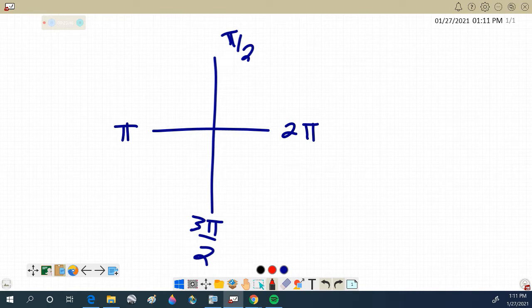So let's look at 8 pi over 5. Where is 8 pi over 5?